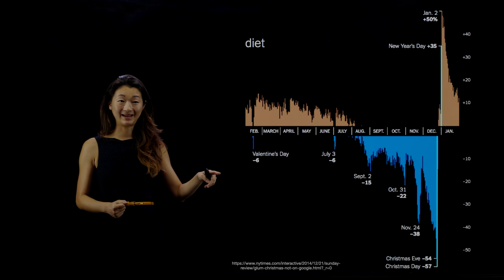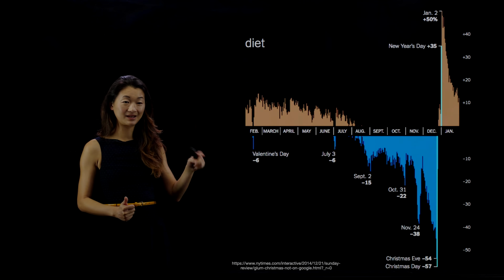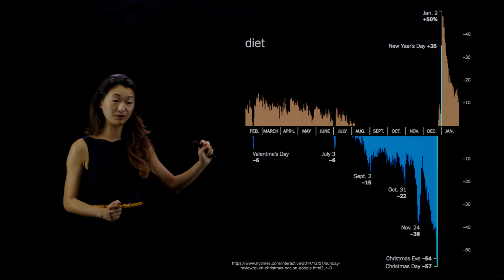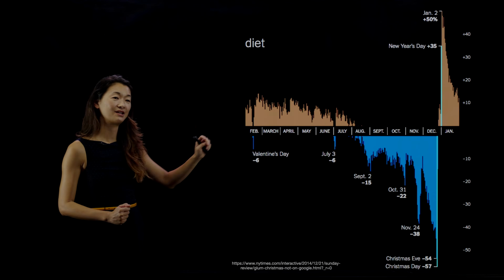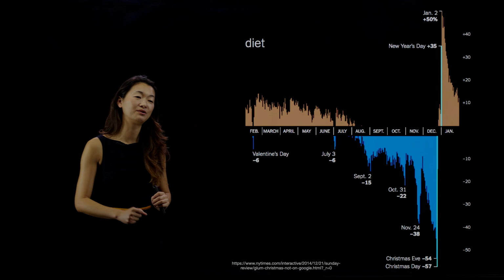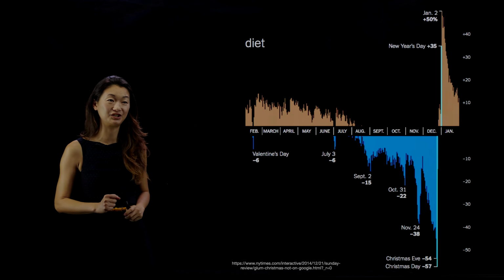This then dips down a couple of times during the year. It dips down during Valentine's Day. In the United States, it dips down on July 3rd, which is right before Independence Day, and July 4th. And then for the second half of the year, it goes down precipitously until it hits its all-time low on New Year's Eve and on Christmas Eve and on Christmas Day, going back up again on January 1st.